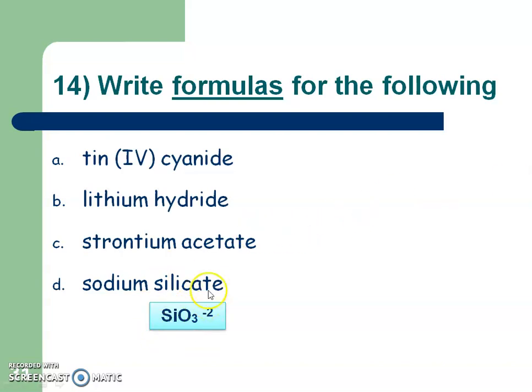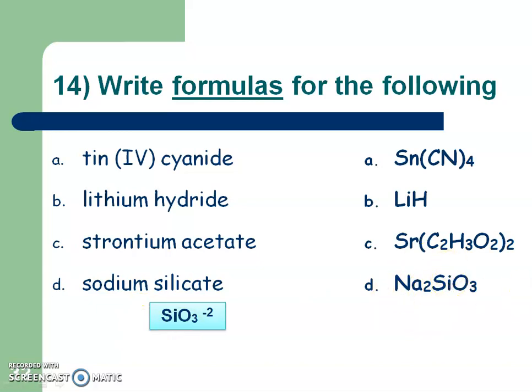14, and I believe there's no silicate on your polyatomic ion sheet, or I should say your periodic table of ions, and that's why I gave it to you there. But even if you did not see it on your cheat sheet and I gave it to you, you should still be able to come up with the correct answer.